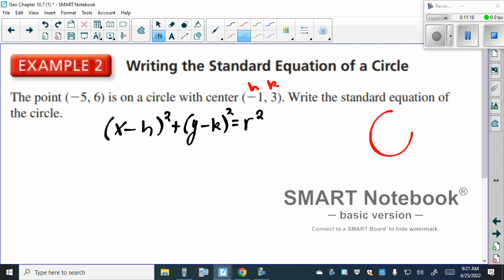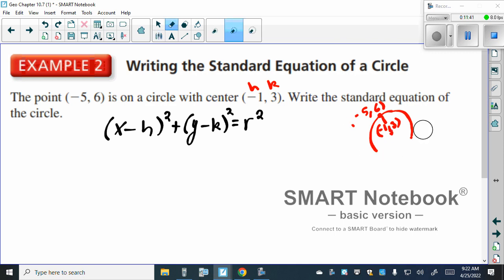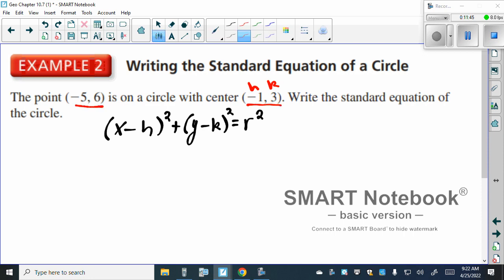So for a given circle, the center is (-1, 3), and (-5, 6) is a point on the circle. So our distance from the center to that point would give us the radius. So what we need to do is just find the distance from the center to (-5, 6). And we can do that using the distance formula.